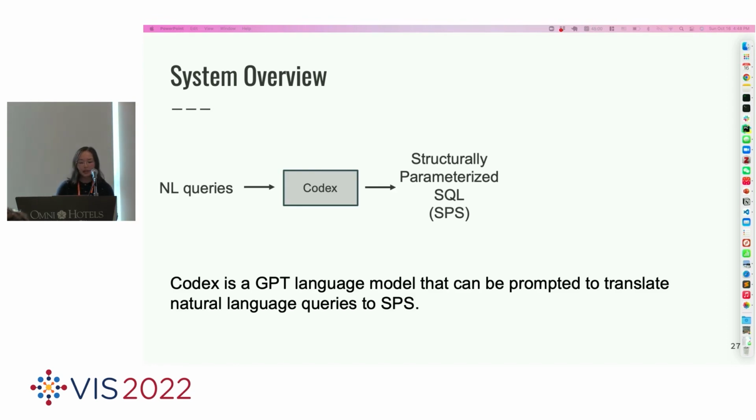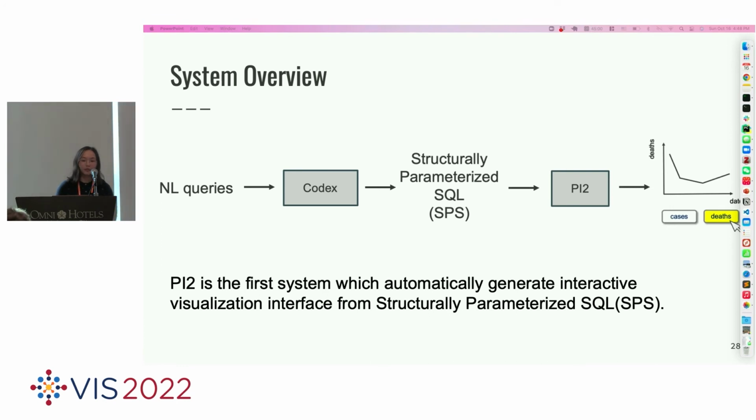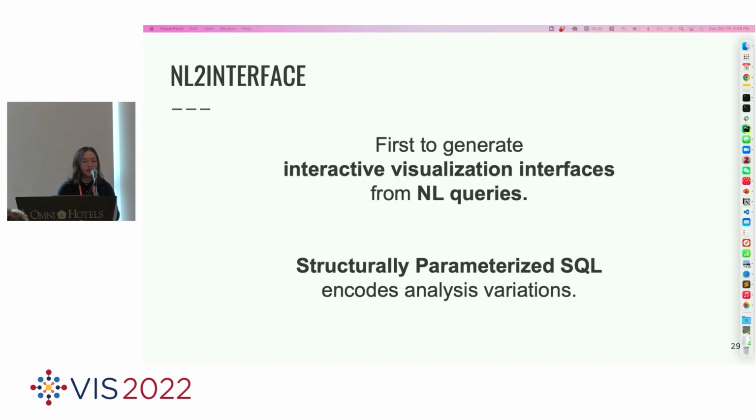And luckily, existing work on large language models like Codex can help us translate NL queries to SPS. And from SPS, our previous work, PI2, can automatically generate a fully interactive interface with the consideration of visualizations, interactions, and layout designs. So in summary, NL to interface is the first to generate interactive visualization interfaces from natural language queries. And we also propose structurally parameterized SQL to encode analysis variations.